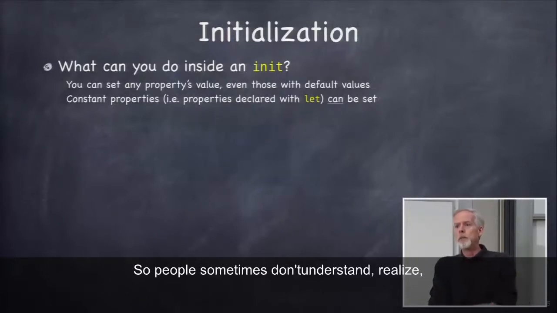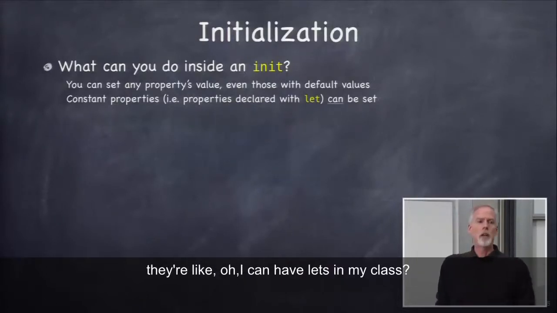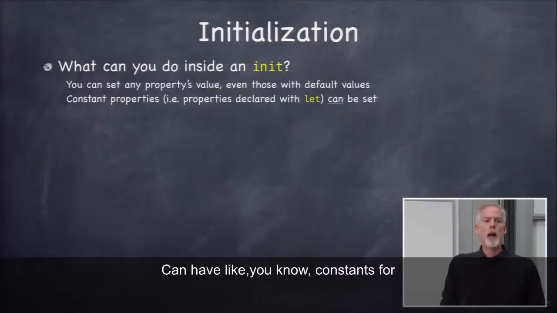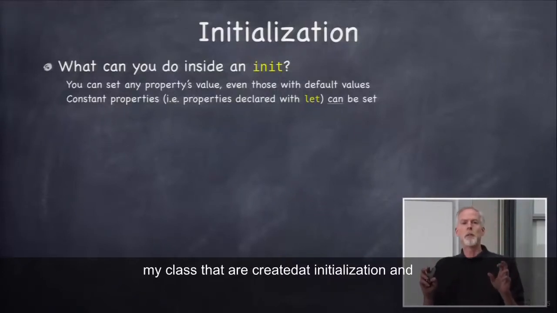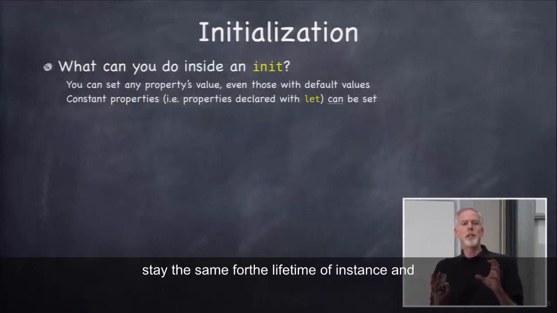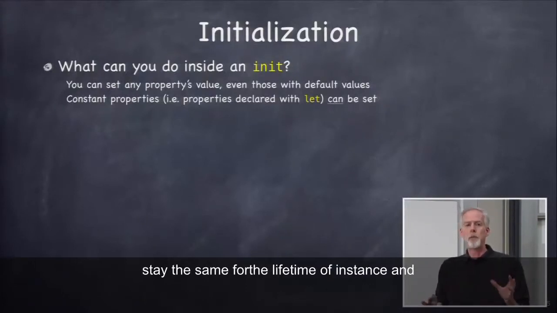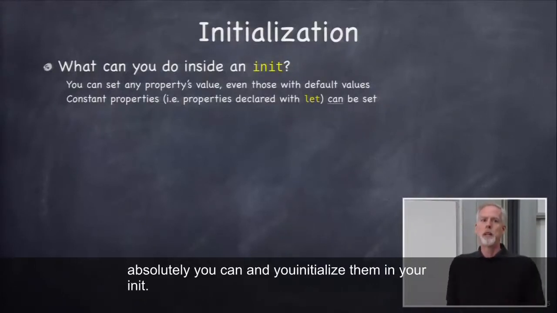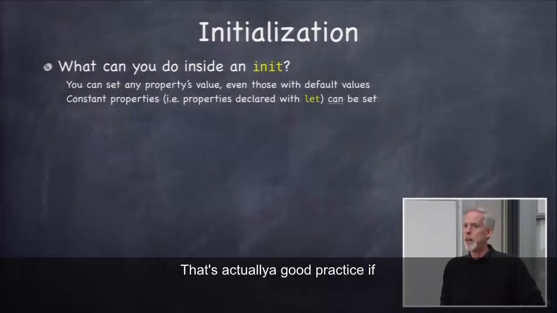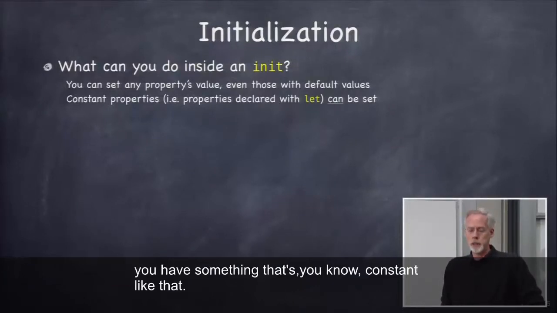People sometimes don't realize they can have lets in their class. I can have constants for my class that are created at initialization and stay the same for the whole lifetime of my instance, and absolutely you can. And you initialize them in your init. That's actually good practice if you have something that's constant like that.